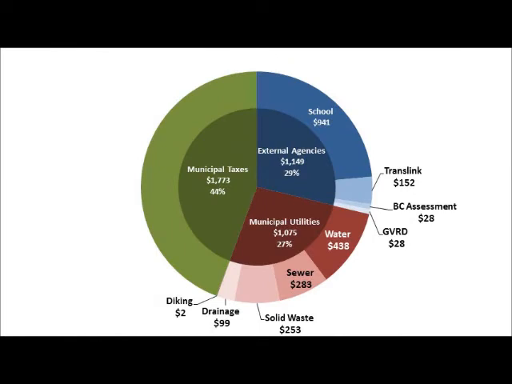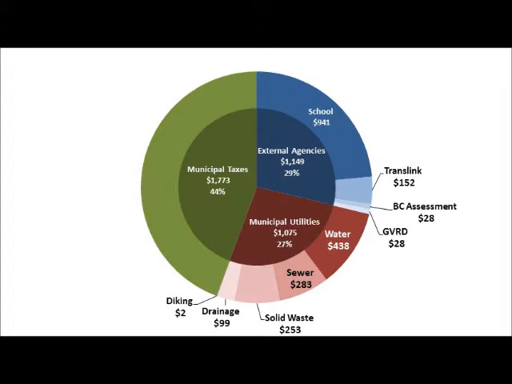This chart graphically depicts the amount of an average single-family home's tax bill that goes towards three categories: municipal taxes, municipal utilities, and external agencies. The inner circle of the pie shows the amounts that go to each of those three categories, and the outer circle shows in more detail which areas the tax payment goes to.